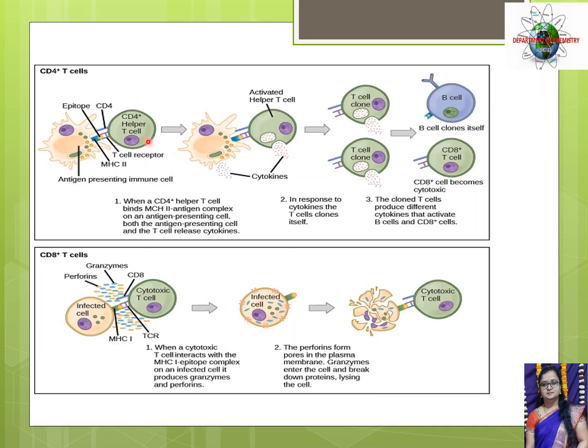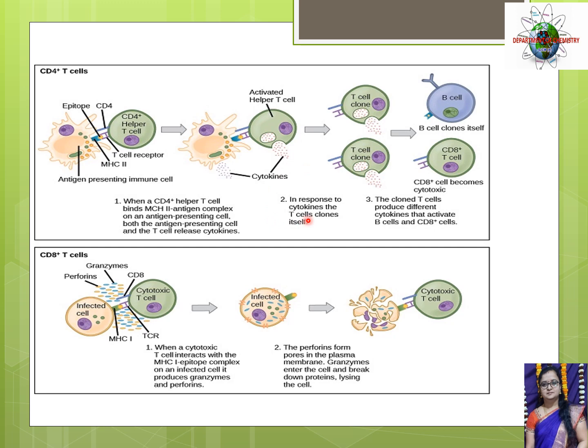This is a picture showing how the CD4 and CD8 cells work in the human body. This is the antigen presenting immune cell, and this is the MHC class 2, that is major histocompatibility complex class 2, and this is a CD4 T helper cell, and how it binds to the antigen and cytokines are released. When a CD4 helper T cell binds with an MHC2 antigen complex on an antigen presenting cell, both the antigen presenting cell and the T cell release cytokines.